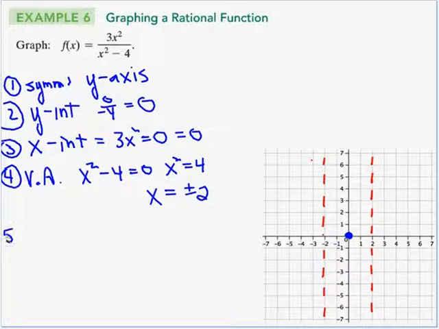Step 5, horizontal asymptotes. I see it's x squared in the numerator and denominator, so it's a tie. So I look at my leading coefficients, 3 over 1, and that's equal to 3. 3 is my horizontal asymptote.